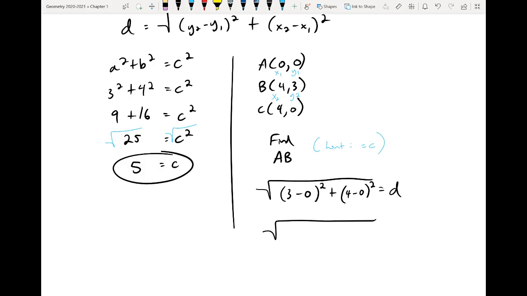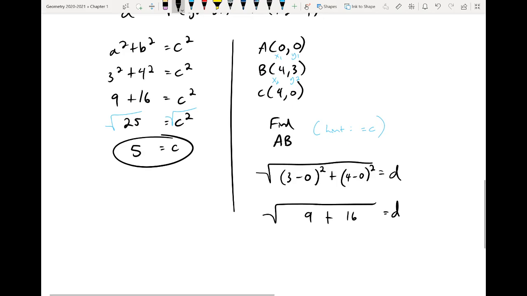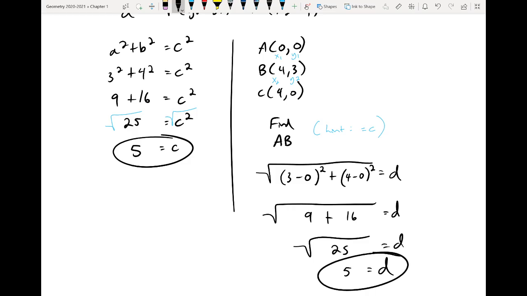Okay, and 3 squared, which is 9, 4 minus 0, which is 4, squared, which is 16, and look at that. We want the square root of 9 plus 16, which is 25, so our distance is equal to 5. And again, I think some of you see, oh, it's just easier and faster to do it the other way. That's not going to be an option in the future. I'm just proving to you that this formula is reliable.